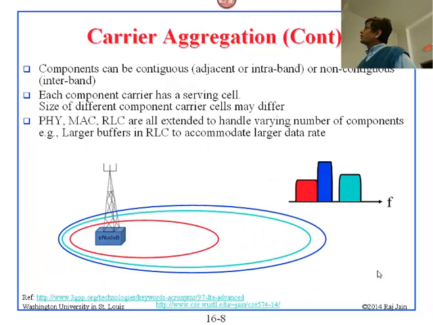Components can be contiguous like this or non-contiguous like that. They can be at different power levels, and therefore each has a different cell size. You see, blue has a lot of power and therefore it can go farther.